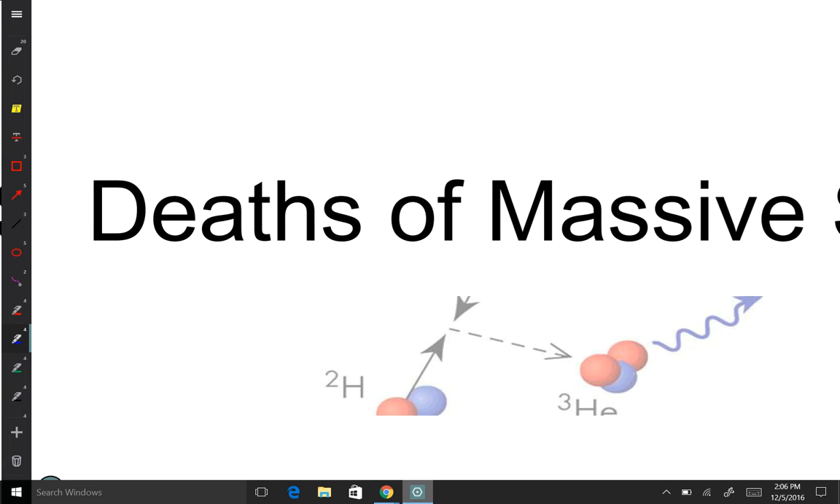Isn't that the neutron degeneracy? It's neutron degeneracy. White dwarfs are held up by electron degeneracy, neutron stars by neutron degeneracy. Now we're going to talk about stars that are more massive than this.